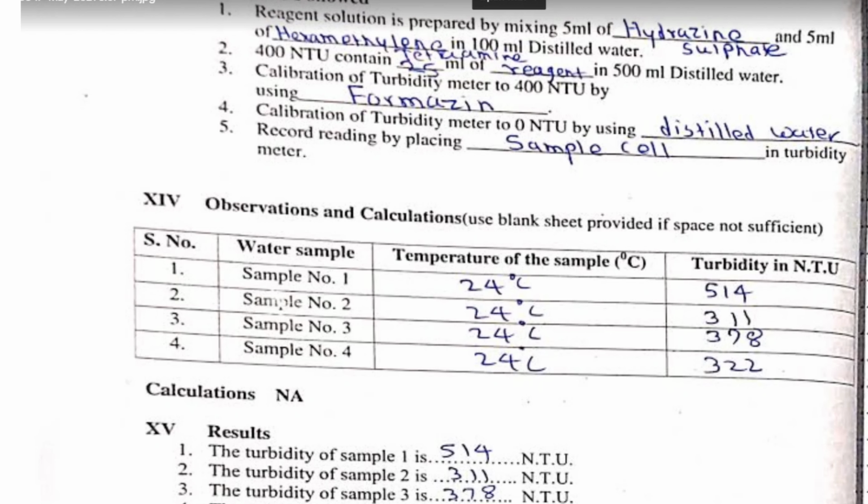Now let us see the procedure followed. Reagent solution is prepared by mixing 5 ml of hydrazine sulfate and 5 ml of hexamethylene tetramine in 100 ml distilled water. Then 400 NTU contains 25 ml of reagent in 500 ml of distilled water. Then calibration of turbidity meter to 400 NTU is done using formazine. Calibration of turbidity meter to 0 NTU by using distilled water. Record the reading by placing the sample cell in the turbidity meter. Then in the observation table, this is water sample first.